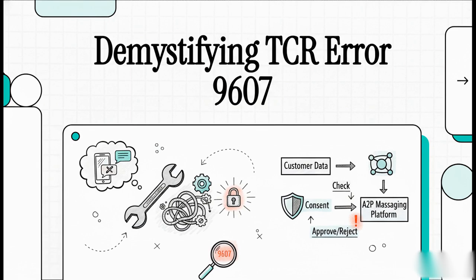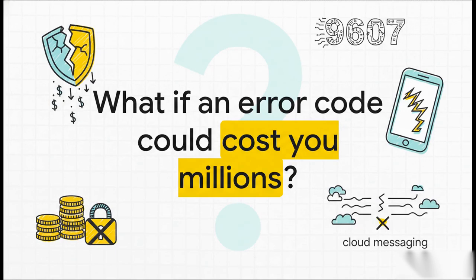So in this explainer, we're going to pull back the curtain on this mysterious error and show you exactly how to protect your business. I mean, seriously? Think about that. It sounds like something out of a thriller, doesn't it? A single error code that could bring a company to its knees. But for any business that relies on customer communication, Error 9607 is a very real and very expensive threat. We're talking millions of dollars in fines, sure, but also a reputation that could take years, if not forever, to rebuild.